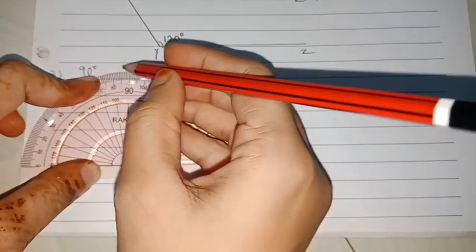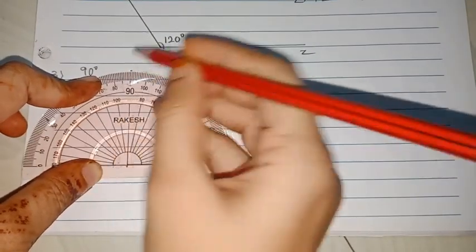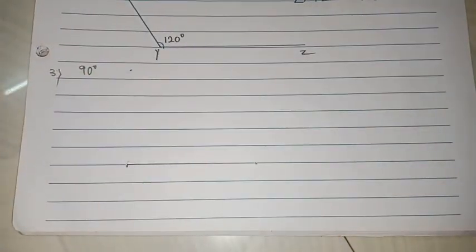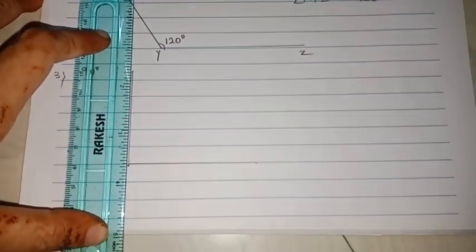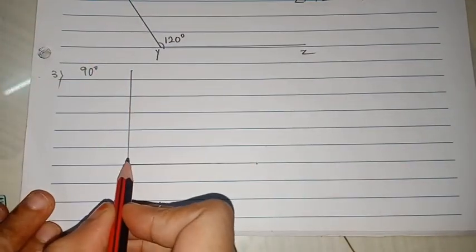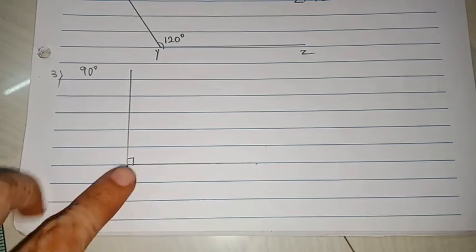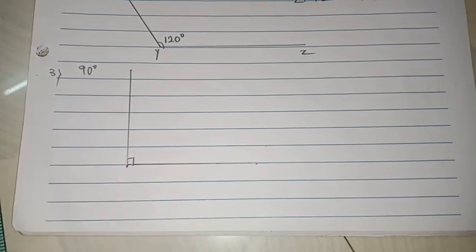Here it is. Then now join the points like this. Okay, it means this is of 90 degree. Got it?